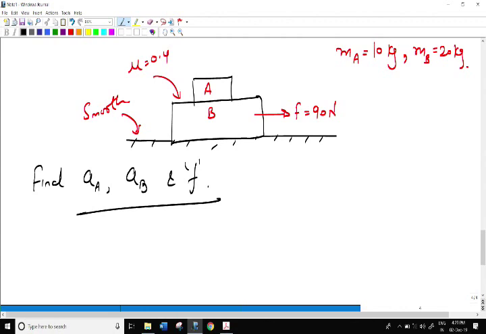Okay, you must do this one, yaar. This is really easy. We'll do another question on this and then we can proceed to the next topic. The topic is circular motion.